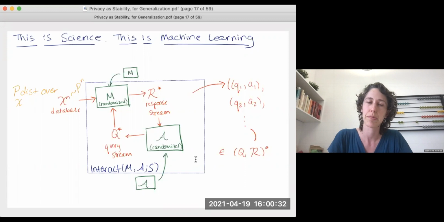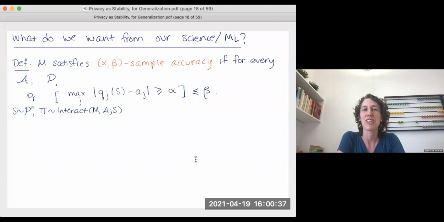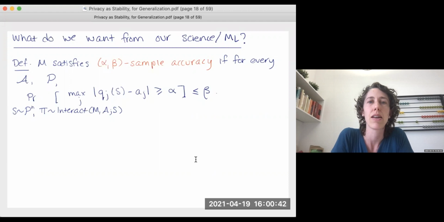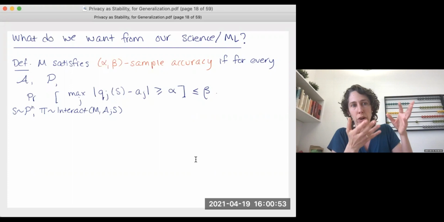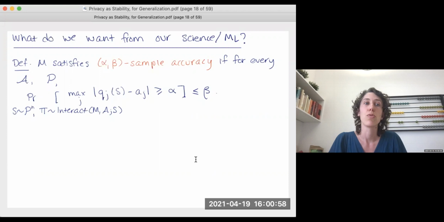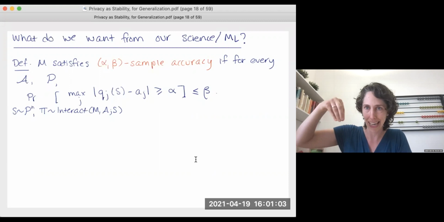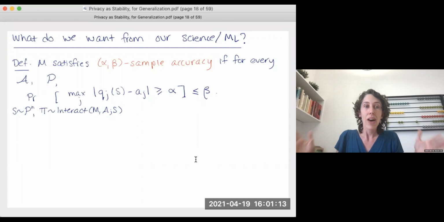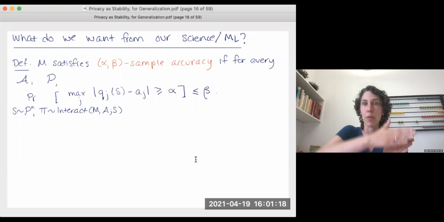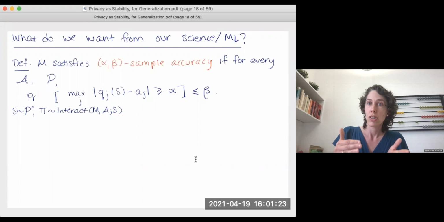Now finally, I'm going to give you that definition of accuracy that you were looking for before. We'll say that a mechanism, which is the thing that answers the queries, enjoys a guarantee of alpha-beta sample accuracy if for every A that generates the queries and for every underlying distribution, with high probability, the answers that my mechanism M generates to all of the queries are close to their answers on the sample. What's the high probability taken over? It's taken over the draw of the data sample from the underlying distribution and over the randomness involved in both my mechanism and the A that's generating the queries. So with probability at least 1 minus beta, this is sample accuracy.